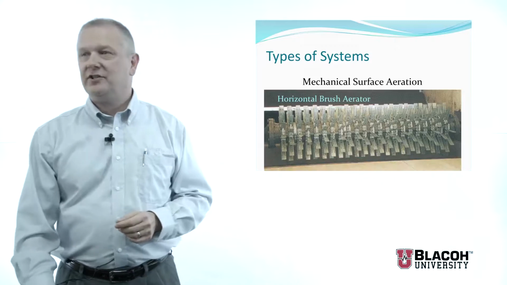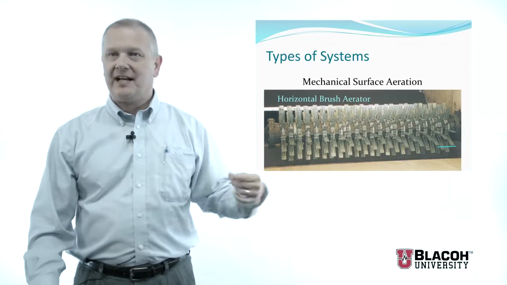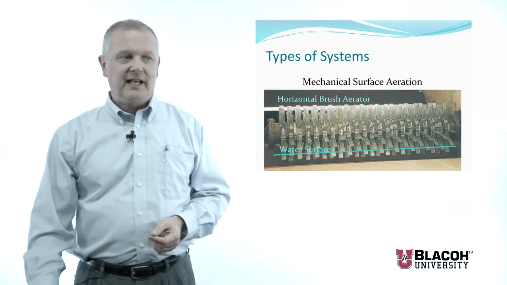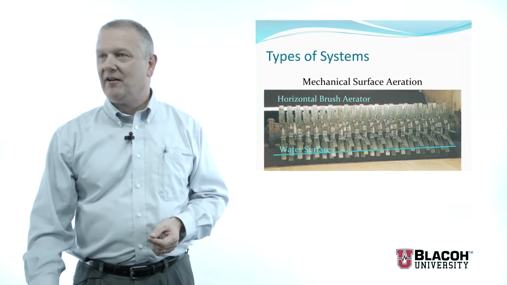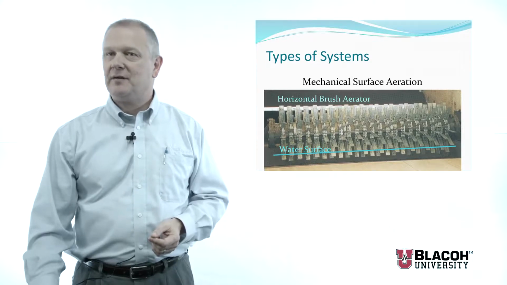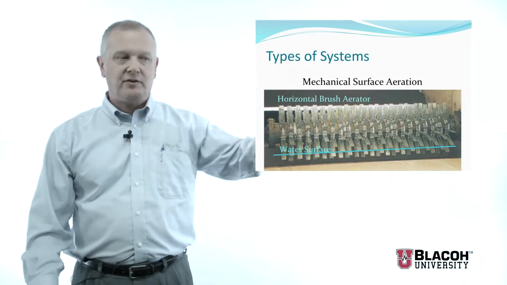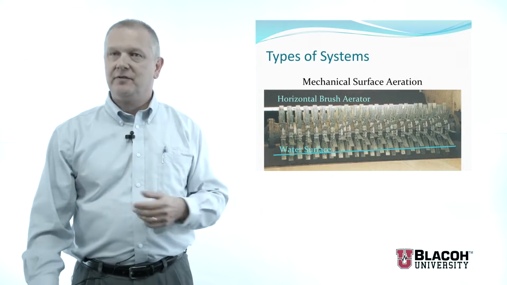This is a horizontal brush aerator. This device spins around its horizontal axis, and it's partially submerged, so those paddles go through the water and basically do the same thing as the other one. They simply churn the surface up, so they get a lot of foam and churning and air entrained in the liquid, and it also imparts a velocity to the liquid so that you can mix a tank.